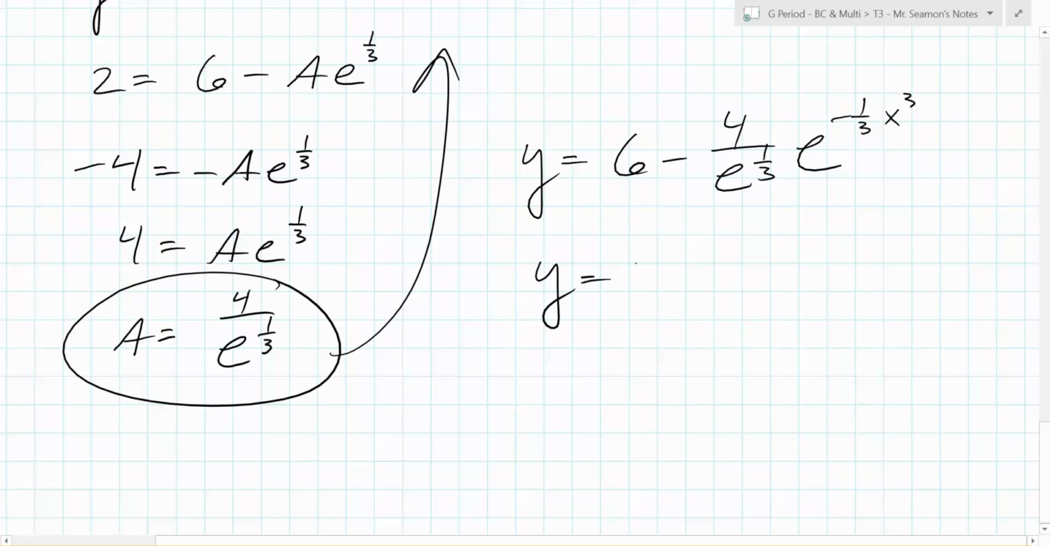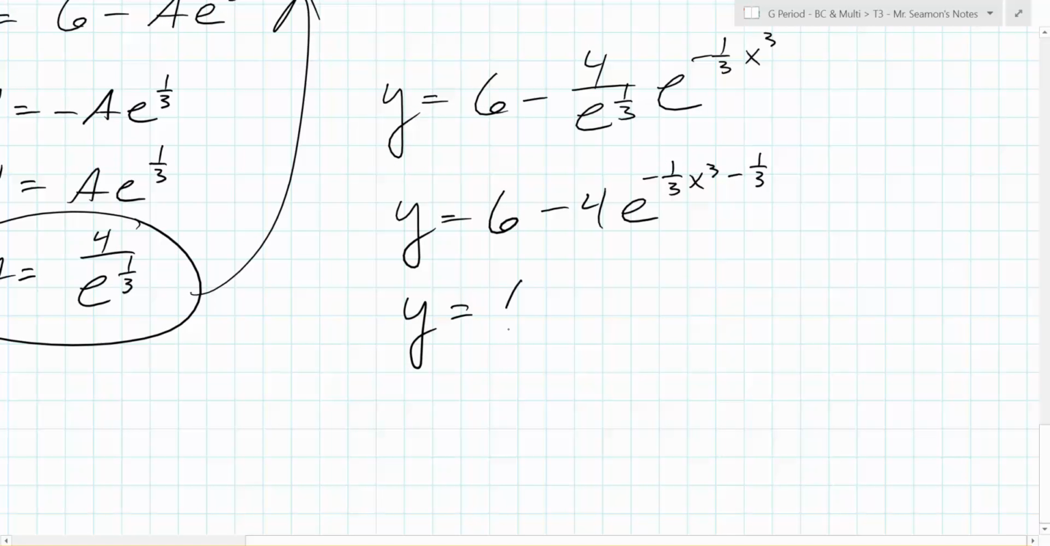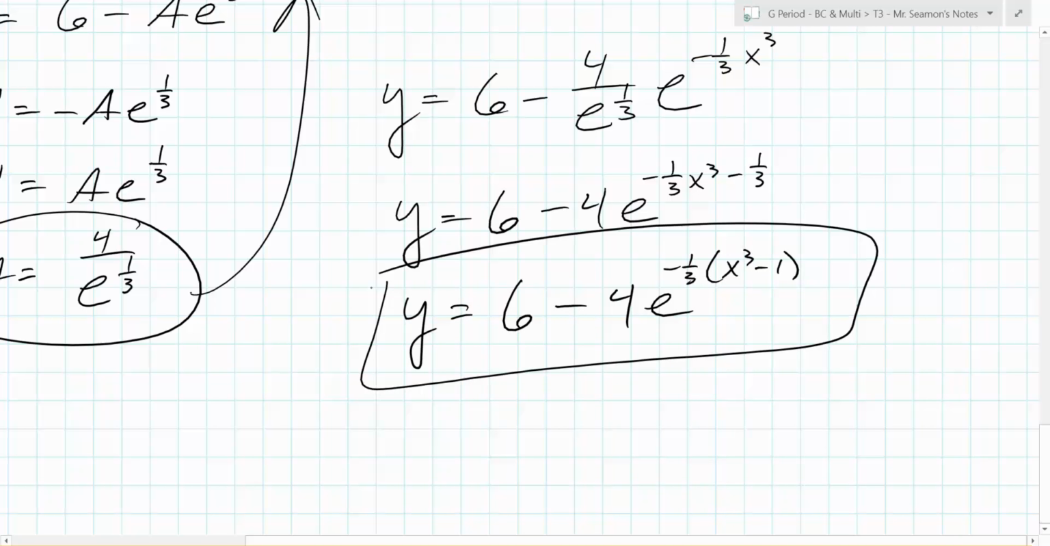You can simplify. My guess is the answer is going to be this: 6 minus what? 4. Oh, e to the negative 1/3 x cubed minus what? 1/3. And maybe they'll write the answer like this: 4 times e to the negative 1/3 times x cubed minus 1. I think they usually like to do stuff like that. Can you check that?